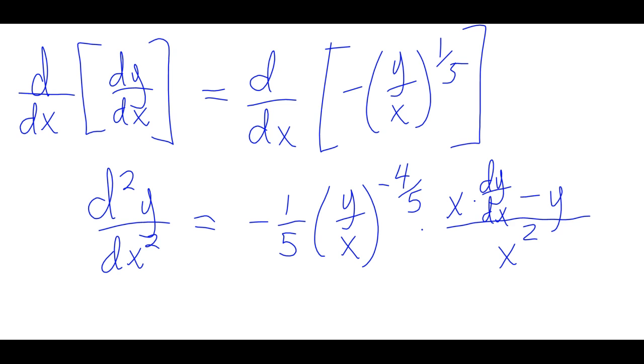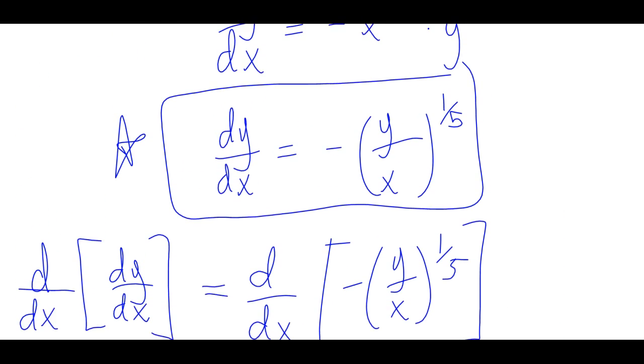Alright, it's looking pretty messy. This happens a lot with implicit differentiation, especially the second derivative. It gets messy, and then we have to clean it up. Now, here's where we go back to what we had before.